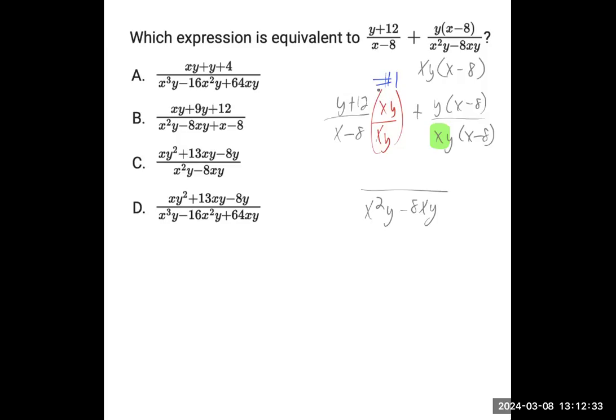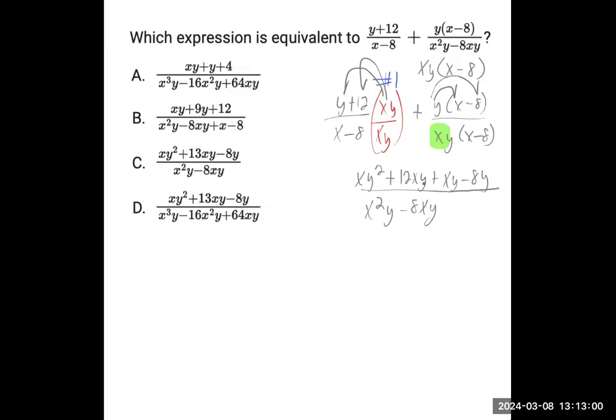So if we distribute that, xy times y is xy squared. 12 times xy, 12xy. y times x, xy. That should be in alphabetical order. That way we see the similarities between pieces that are in fact similar. And last but not least, y times negative 8, negative 8y.